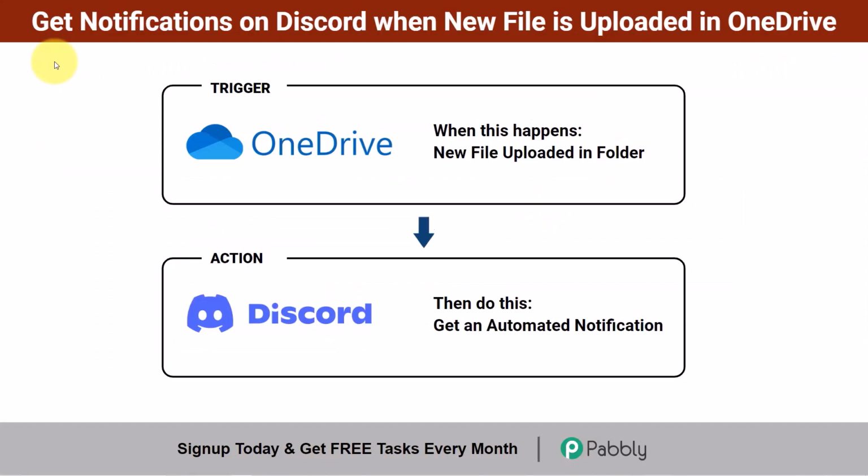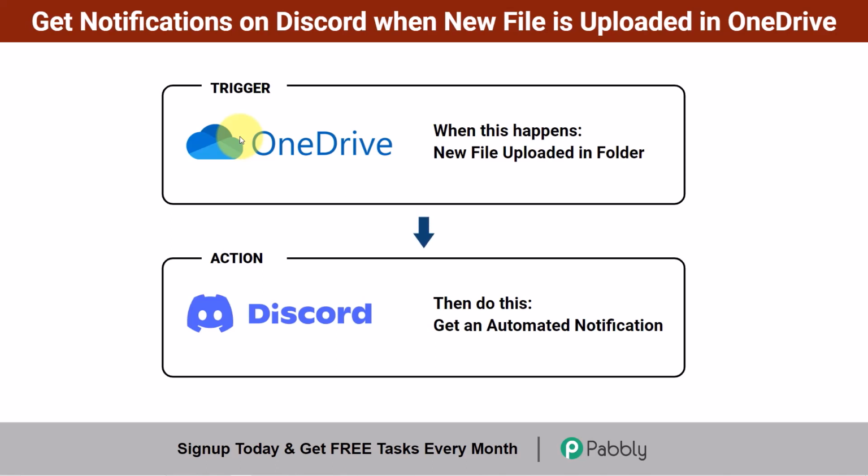In this video, I'll show you how to get notifications on Discord when a new file is uploaded in OneDrive automatically. So here, I'm going to integrate OneDrive and Discord in such a way that whenever any new file is uploaded into a specific OneDrive folder, you can get an automated notification on Discord about the very same file upload. In this way, you do not have to manually keep checking your OneDrive folder to see whether the team member has uploaded the file into that folder or not.